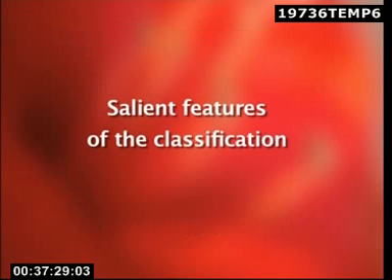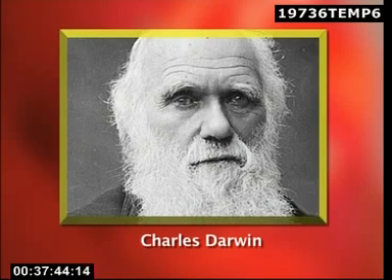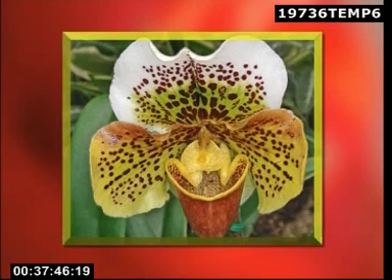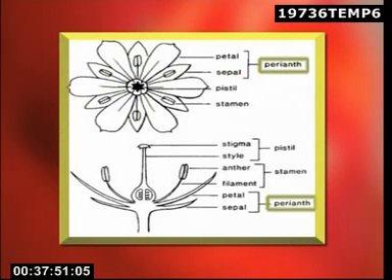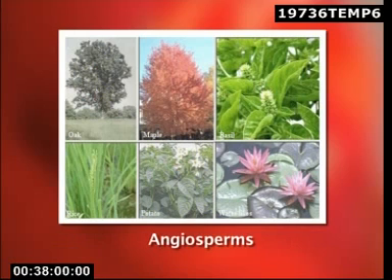Now, the salient features of the classification. This system is based on Engler's system, who was the first person to propose an evolutionary system of classification. It is an evolutionary system proposed subsequent to the acceptance of Darwin's theory of evolution, based on the assumption that flowering plants where perianth is absent are evolutionarily primitive. The gymnosperms are considered to be more primitive and hence were placed before angiosperms.